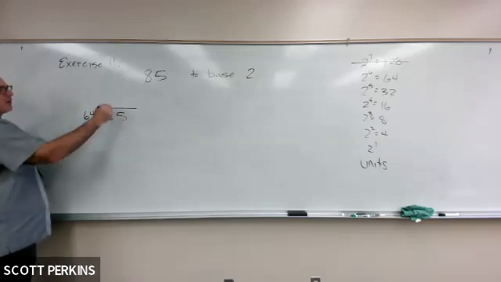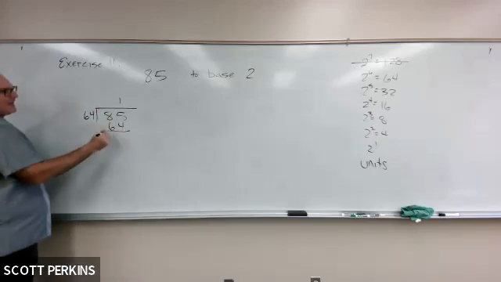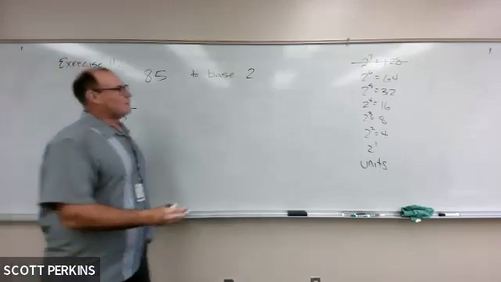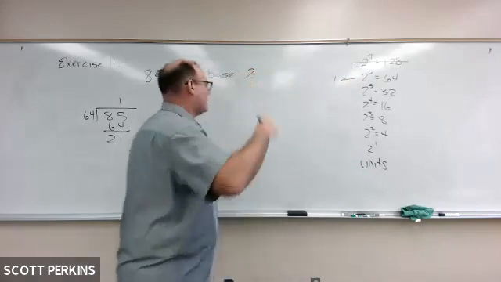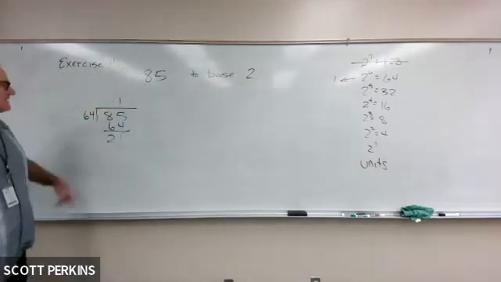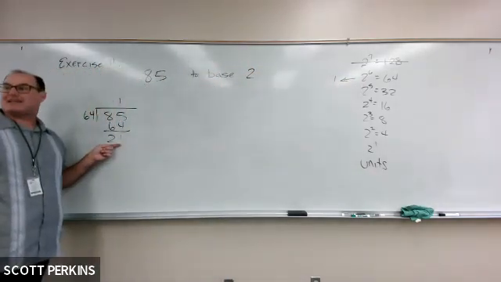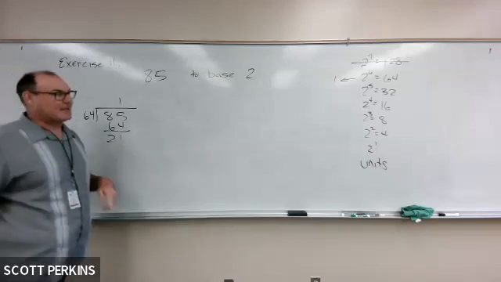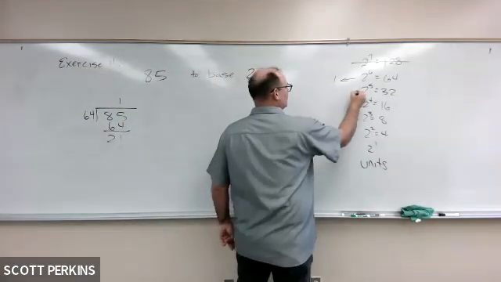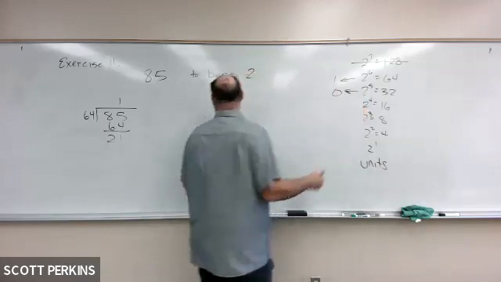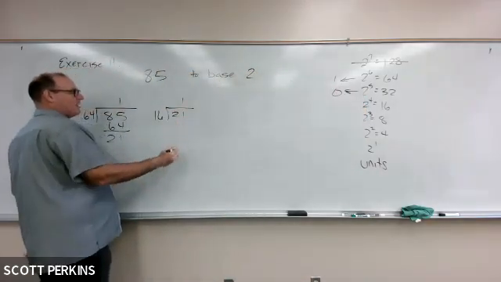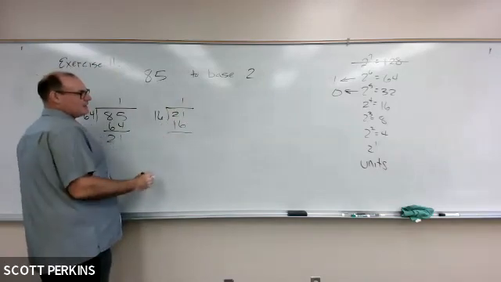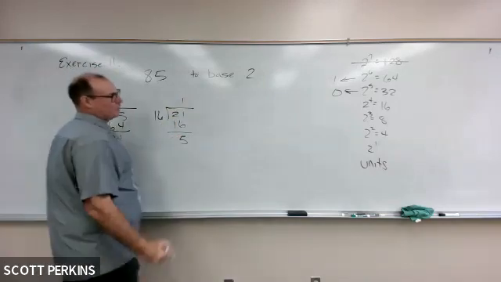So 64 goes in 85 once and leaves 21. Okay, so I have one full group of 2 to the 6th. My remainder is 21. So what's the next thing I'm going to divide into this? 16. So I don't have any groups of 32. So I'm going to divide 16 into this. So 16 goes into 21 once. Okay. So then I have 5 left over.